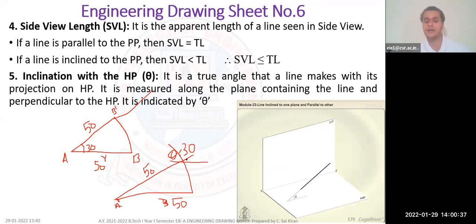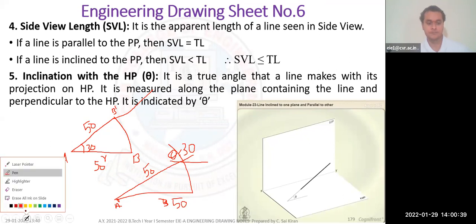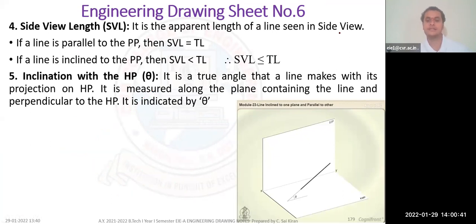And I'll mark this point somewhere. Okay. So what happens here is, whenever a true line makes an inclination, projection. If you see here, everyone look here. This is my line AB. This is my line AB. True length, true length is 50. Okay. And this is my top view. I'm seeing from the top.